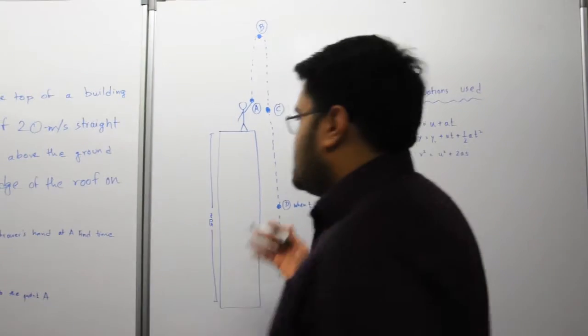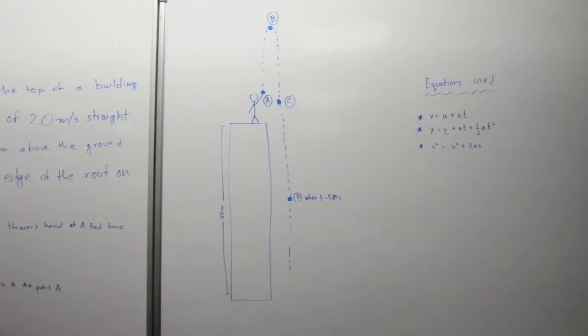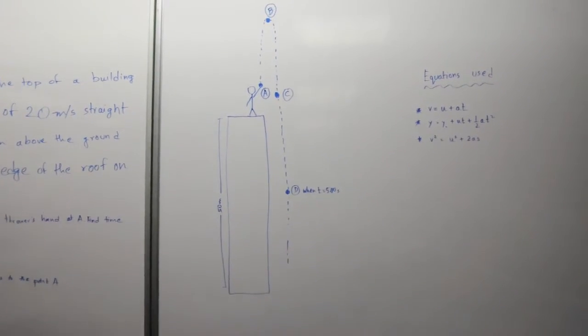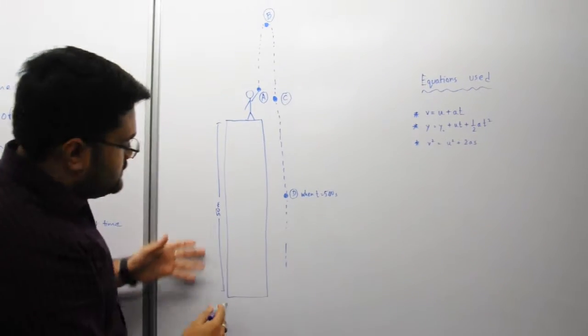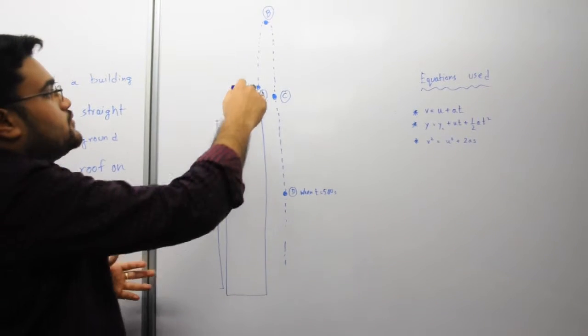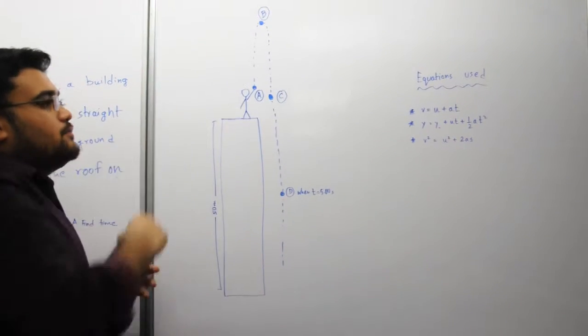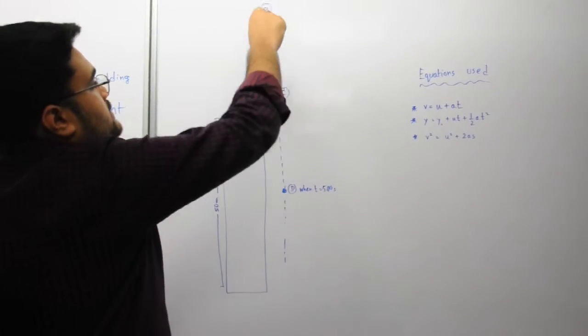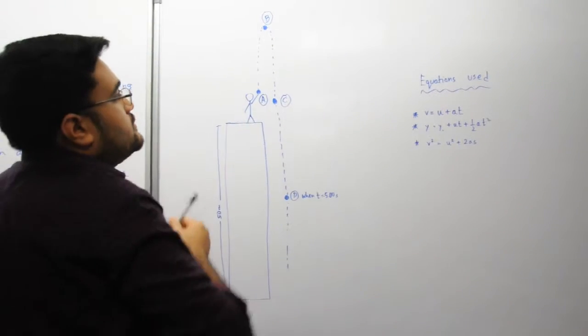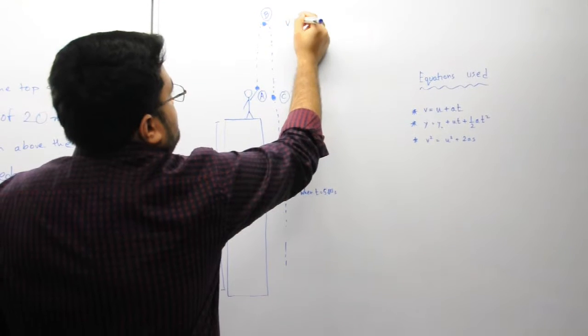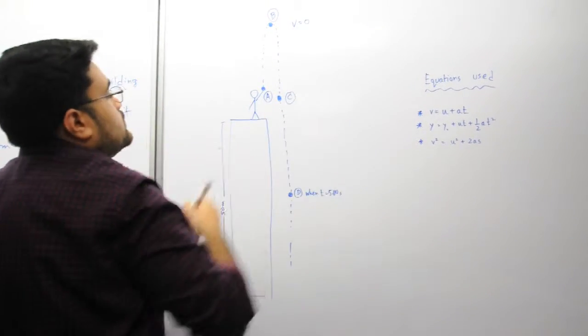So this is the diagram of the question we have shown you before. The thrower at point A above the building, which is 50 meters tall, has thrown a stone high upwards. When it reaches B, which is its maximum point, its velocity becomes 0. That is, the final velocity here will be 0.